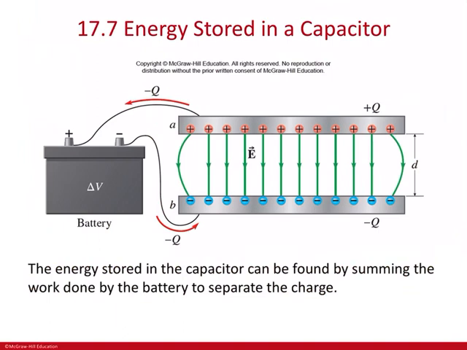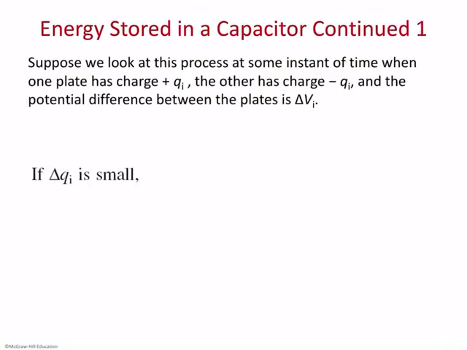All right, section 17.7, energy stored in a capacitor. You take this battery, you plug it up, and you can put positive charges on one plate and negative charges on another plate. The energy stored in a capacitor is the work done by the battery to separate the charges, essentially. Suppose at some point in time one plate has positive charges, the other has negative, and the potential difference between the plates is this voltage. So voltage is equal to the charge divided by the capacitance.